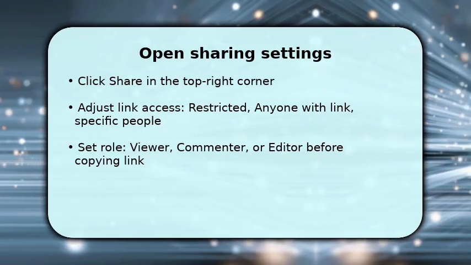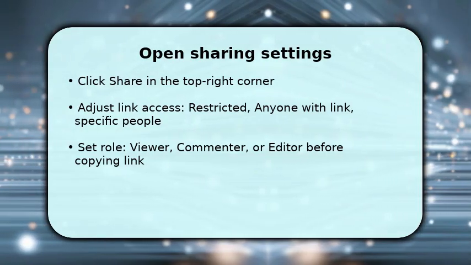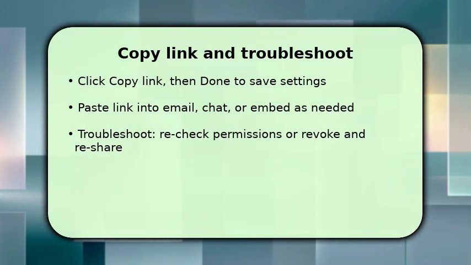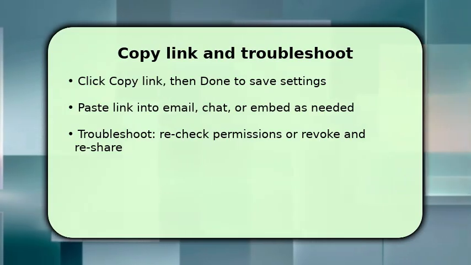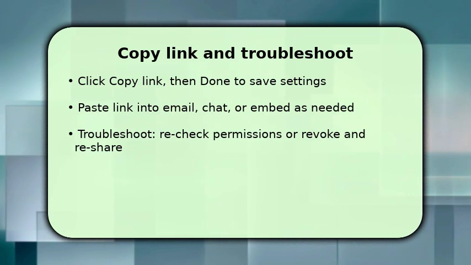After setting access and role, pause to double-check the listed people and permissions so the link will behave exactly as you intend. You finish by clicking Copy Link, then Done to confirm the sharing changes are saved. Once copied, paste the link into your email, chat, or document where recipients can access it.